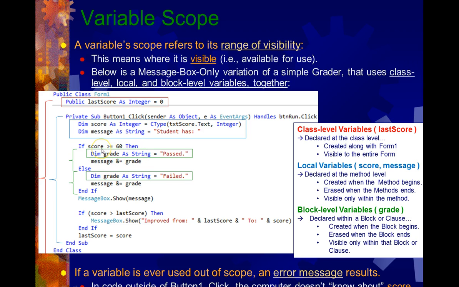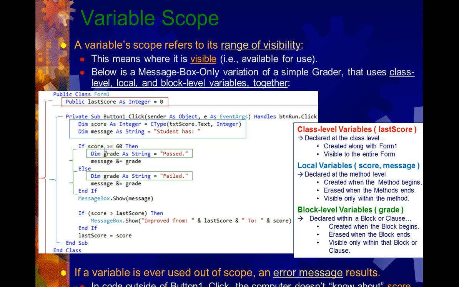For example, if score is greater than 60, like score is 70, so it's greater than 60, then grade will be created. It's declared here, and it will be used here. And then afterwards, we'll go to the end of the if statement, and so grade will then disappear.